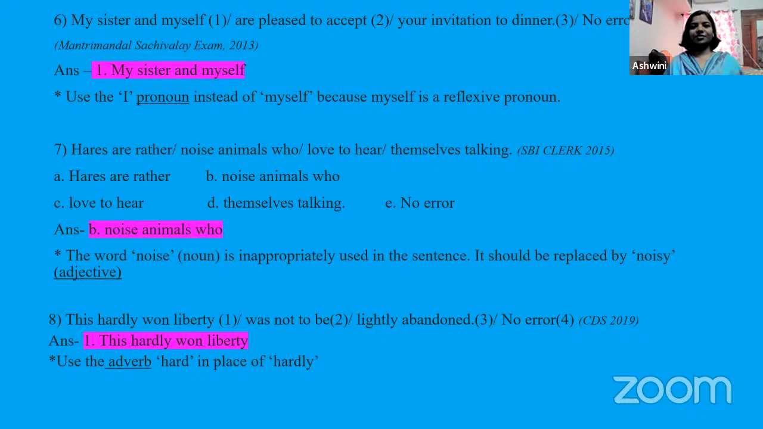So what is the difference? For this, you need to know the definition of each and every part of speech. You have to just learn the definition of each and every part of speech of an English sentence. So what is meant by adverb? An adverb is a word which qualifies or tells us something about a verb. We call it an adverb. Now here: this hardly won liberty was not to be lightly abandoned, no error.